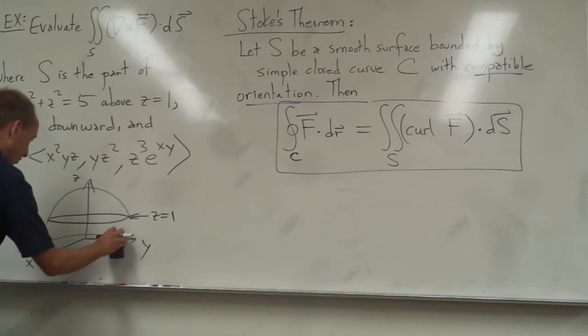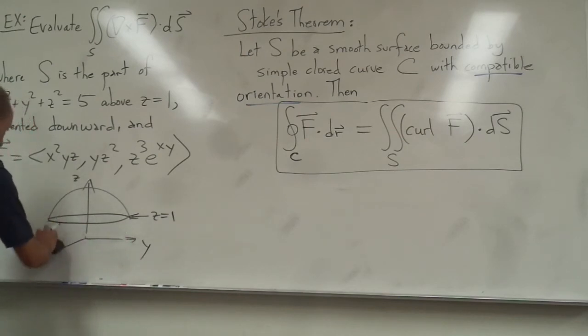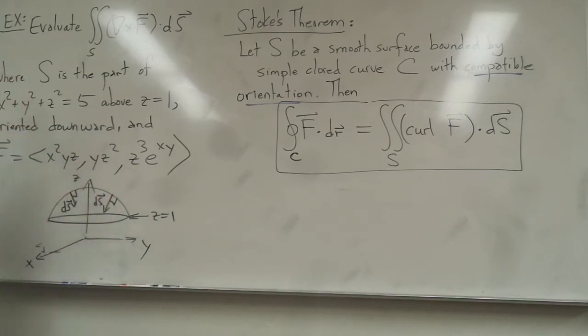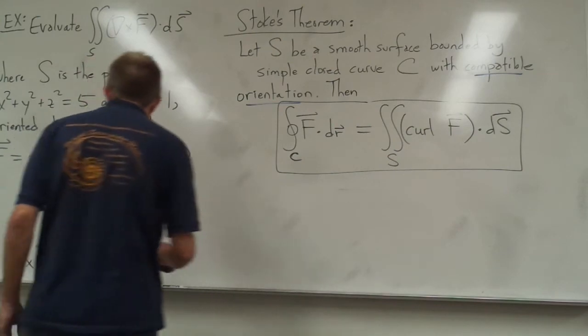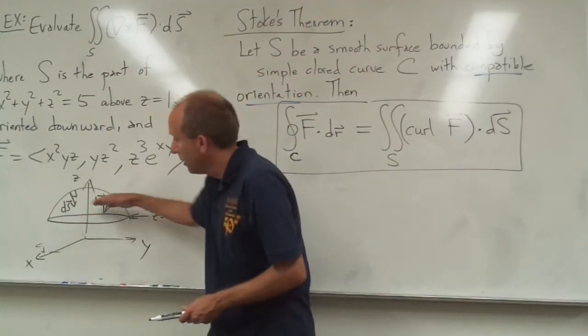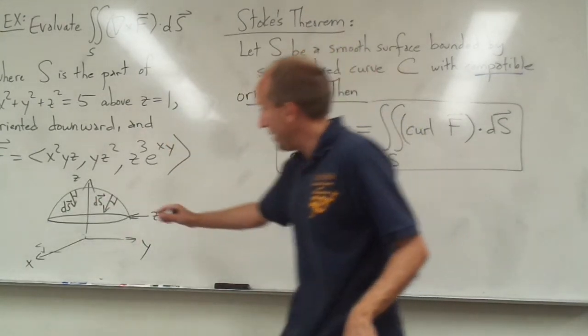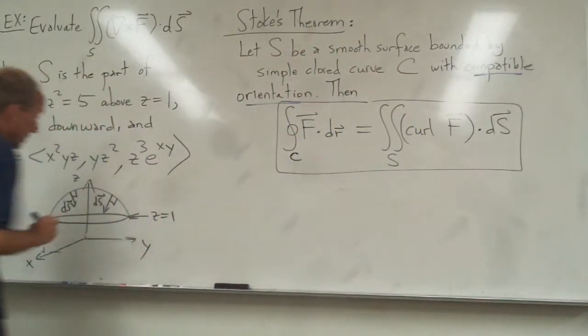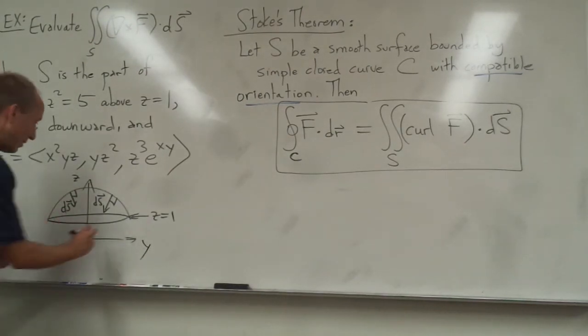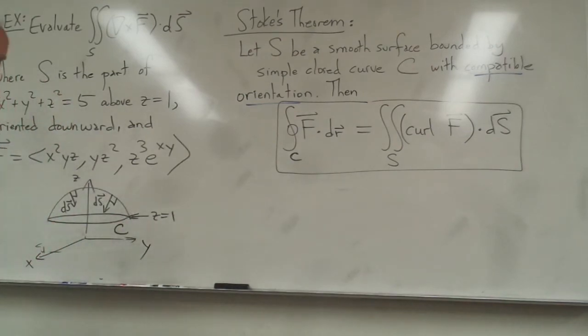So we're looking only at the part of the sphere that's above here, and we're orienting it downward. So that means that my dS vectors are going to go down, like that. Okay, so downward orientation. And it's not a closed surface. We're not including the disk that is at the base here. But that disk is, of course, forming the curve C that is the boundary of the region.